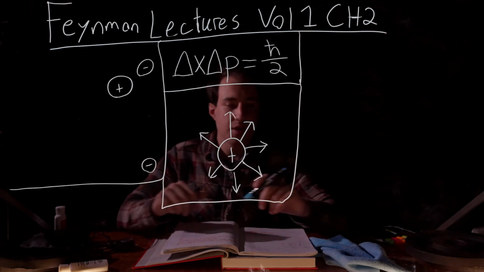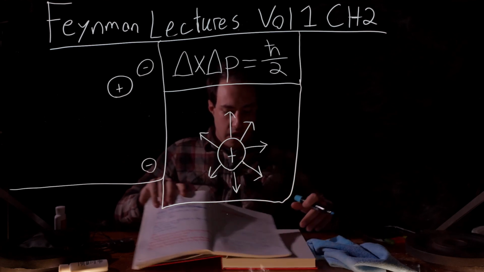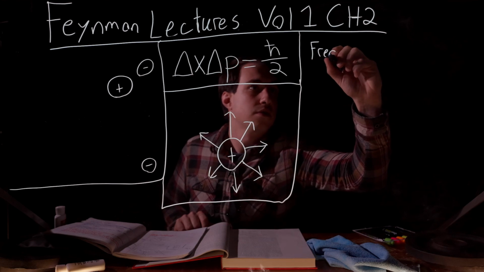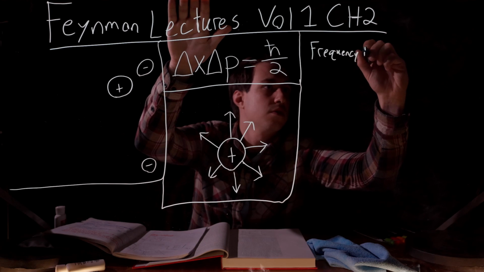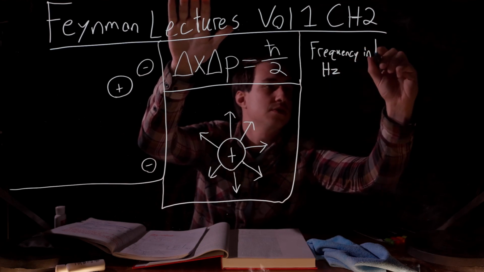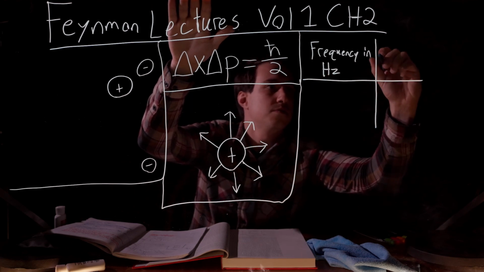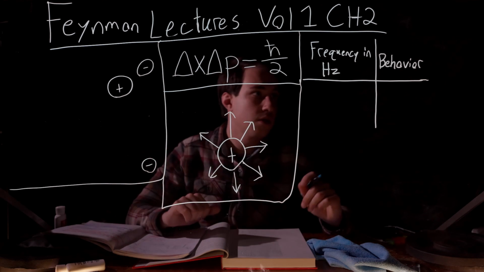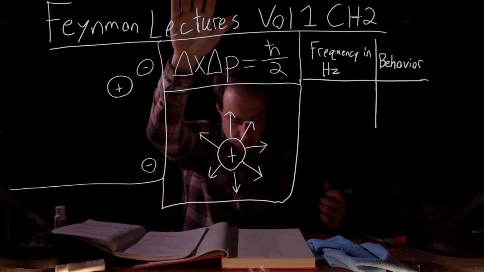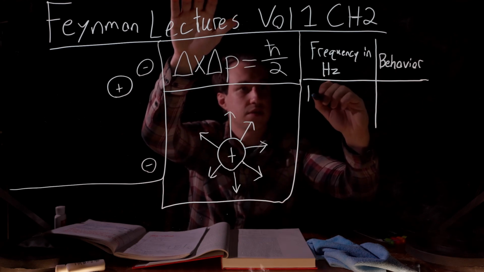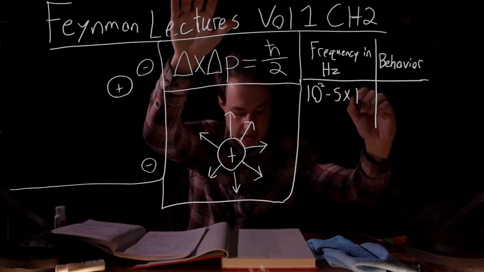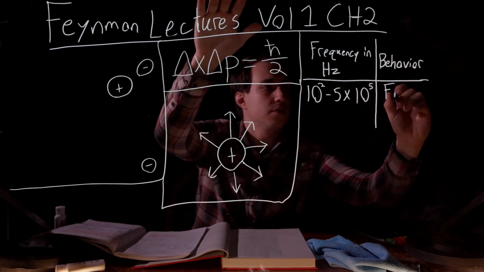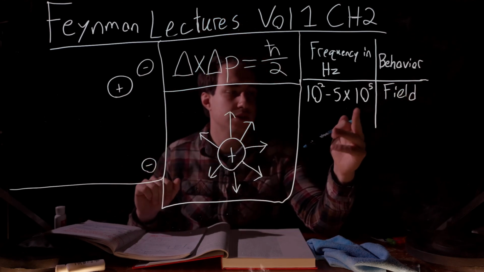The last things that he talks about in this chapter are, well, actually, I want to give some examples of numbers real quick that he wrote. So this is the frequency in hertz, and this is behavior. So 10 to the second to 5 times 10 to the fifth is what he writes as the range where you get field behavior. And he calls this an electrical disturbance.